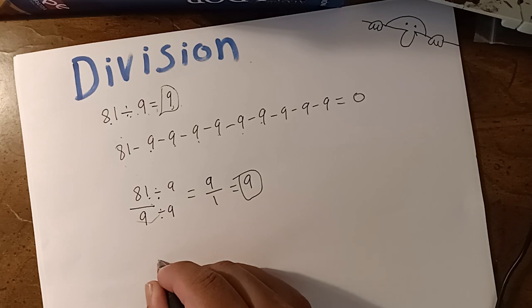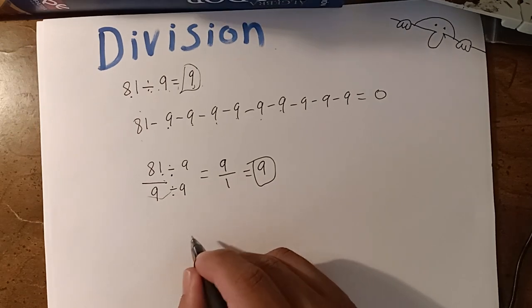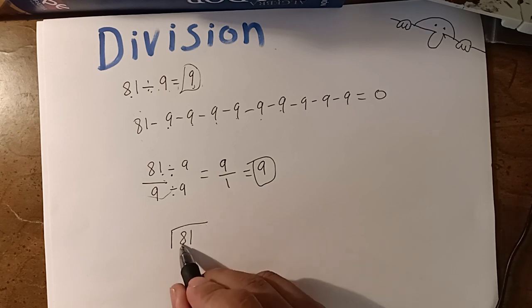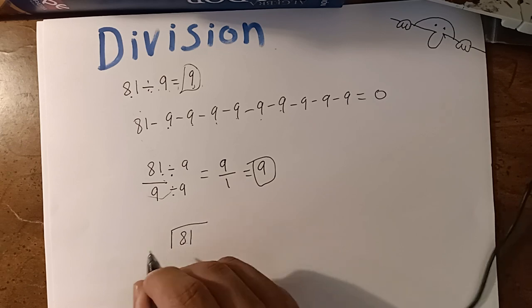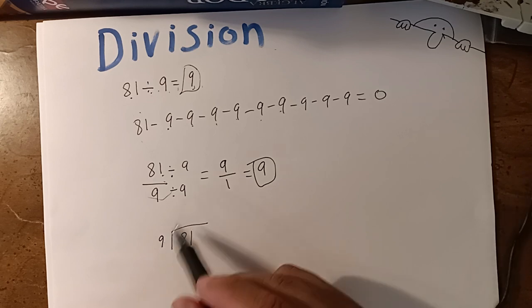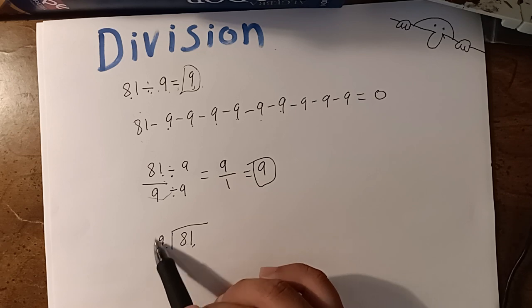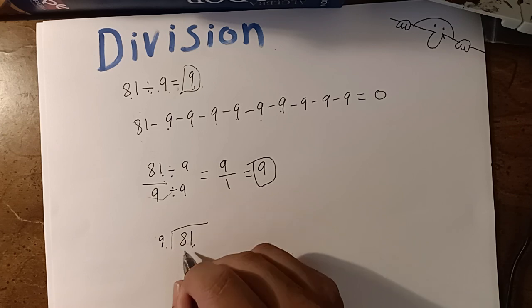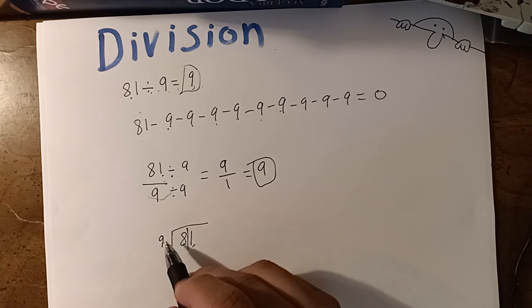The more popular way of dividing bigger numbers, like way bigger numbers, would be through long division, which is when you write what you're dividing in a little house. That's what it's called, a little house. 81 goes inside, and you put the number you're dividing by outside. So now we're just going to look at the numbers individually for now.